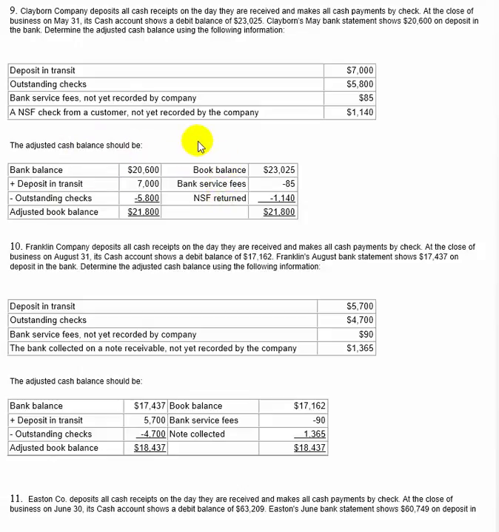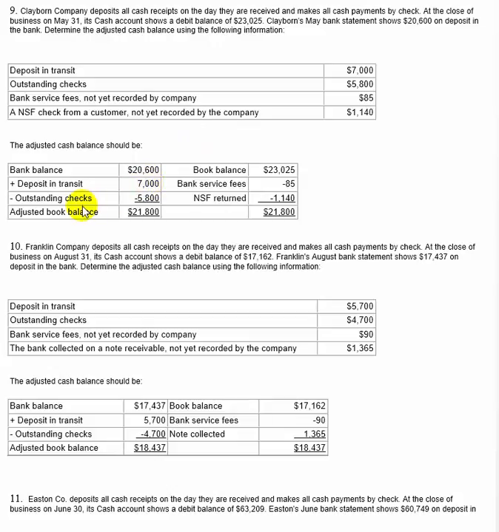So according to this information, the bank statement showed $20,600. So we'll put this over in the bank side. And also on the bank side, we've got deposits in transit of $7,000. That's something the bank doesn't know about. Outstanding checks, they don't know about those yet because they haven't cleared the bank yet, so we're going to subtract those. And then we're going to take our book balance. Looks like I had a book balance of $23,025, and we're going to subtract the bank service fees of $85. We're also going to subtract this NSF return check for $1,140 that was right here.